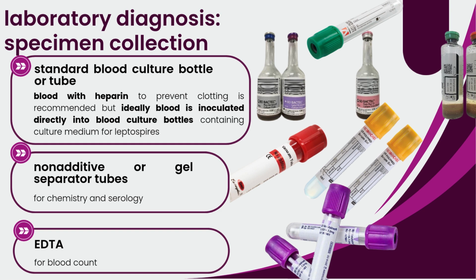So, for the specimen collection, several blood tubes should be collected at the early phase of the disease. We have the standard blood culture bottle or tubes, the non-additive or gel separator tubes for chemistry and serology, and EDTA for blood count. For the blood culture tube, heparin to prevent clotting is recommended, but ideally, blood is inoculated directly into blood culture bottles containing culture medium for leptospires.